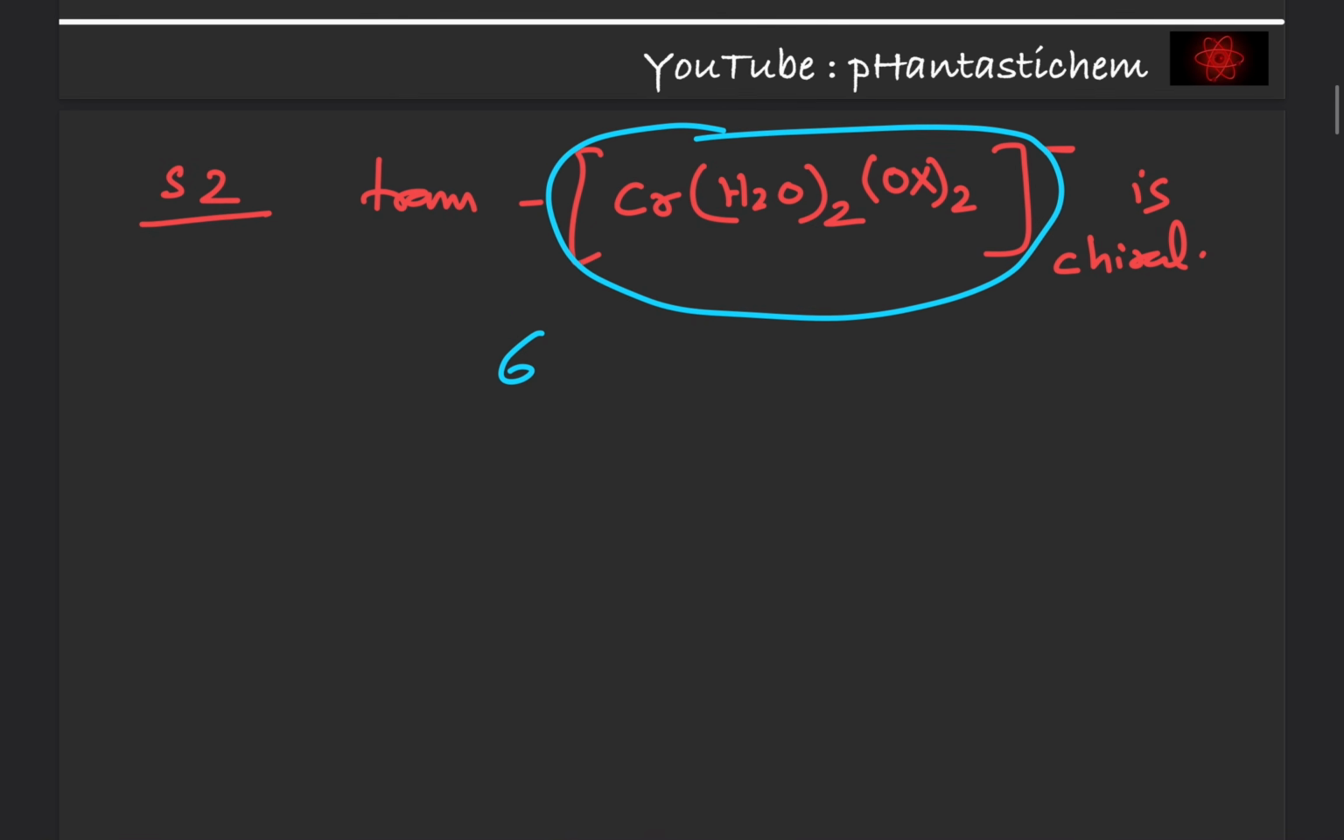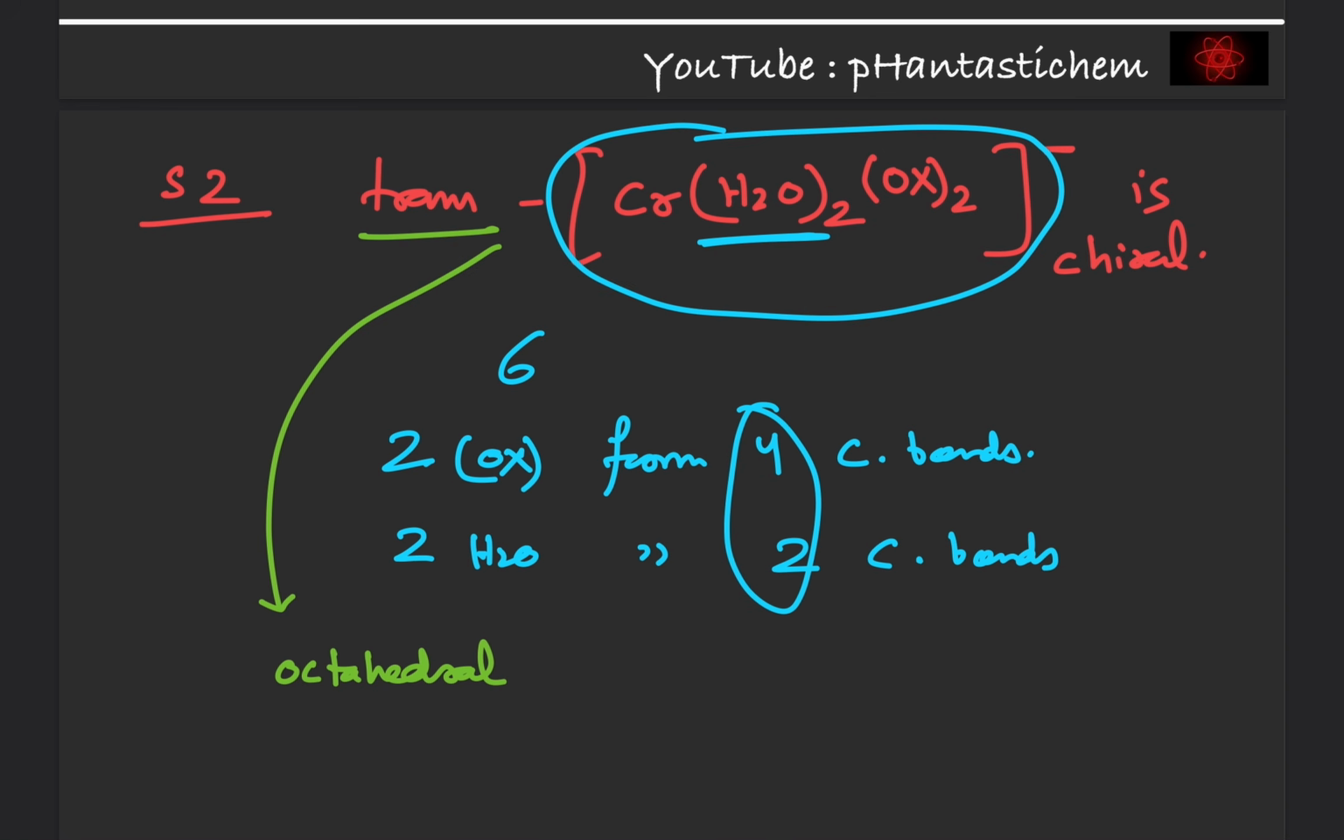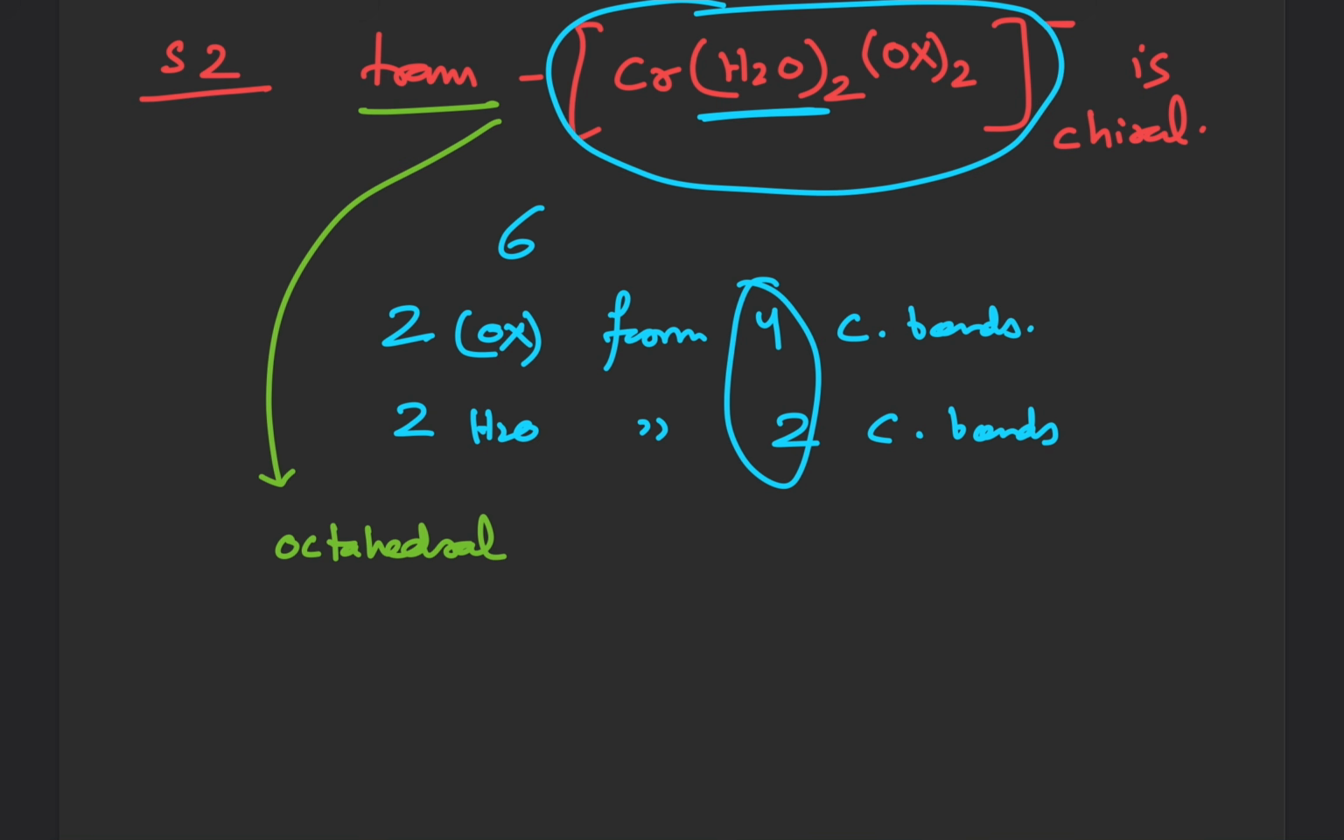So how is it 6? There are two oxalate ions, which form a total of 4 coordinate bonds because oxalate is didentate, and 2 H2O will form 2 coordinate bonds. So in total there are 6 coordinate bonds. Therefore this complex is also octahedral, but this is trans. In trans, make sure that similar groups are on opposite positions, very important.